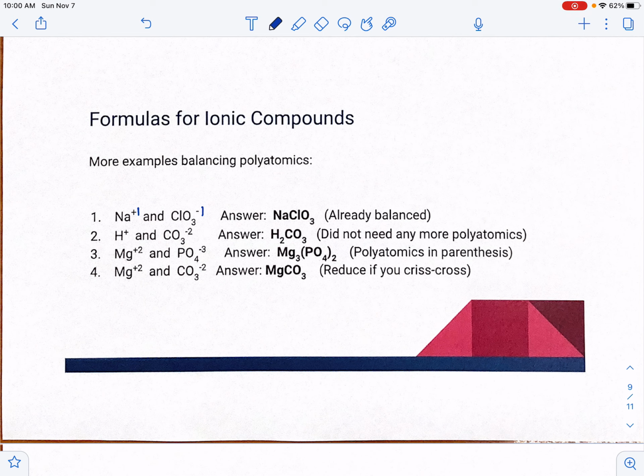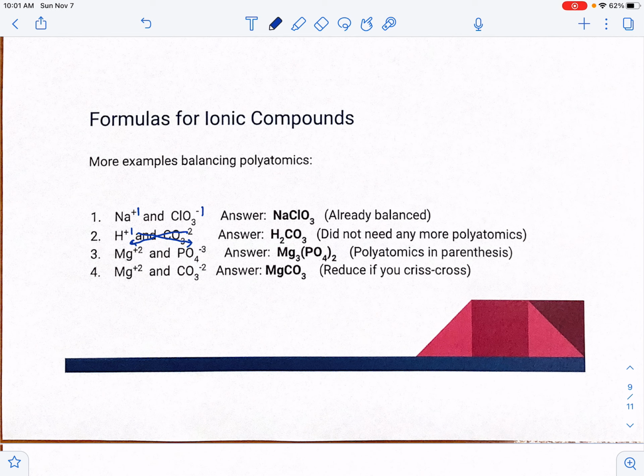Okay, what if I have hydrogen with a +1 charge and carbonate with a -2 charge? Okay, I can see that this is unbalanced, so I'm going to take that 2 from the carbonate over to the hydrogen, and then 1 over here to the carbonate. So that means I only need 1 carbonate. So I'm going to do H2CO3. So again, I did not need any more polyatomics, so I did not need parentheses.